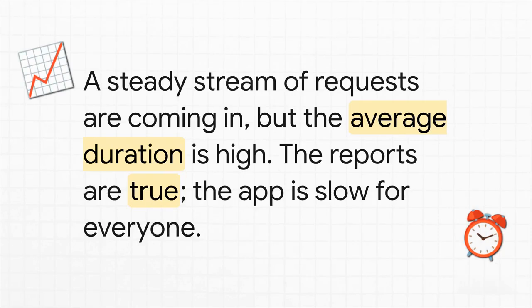To get the real story, we need to see what's happening right now. For that, we pull up live metrics, and bam, there it is, our first solid clue. We see a steady stream of requests coming in, but look at that average duration metric. It's way too high. The reports are true. The app really is slow for everybody.